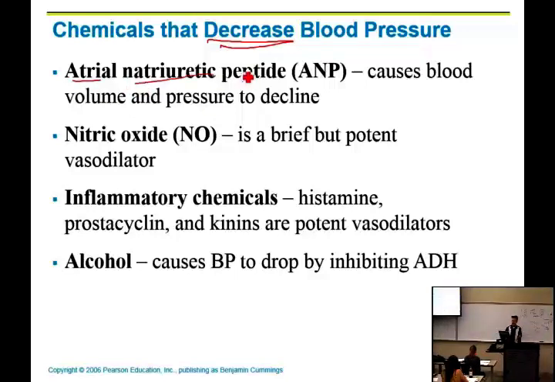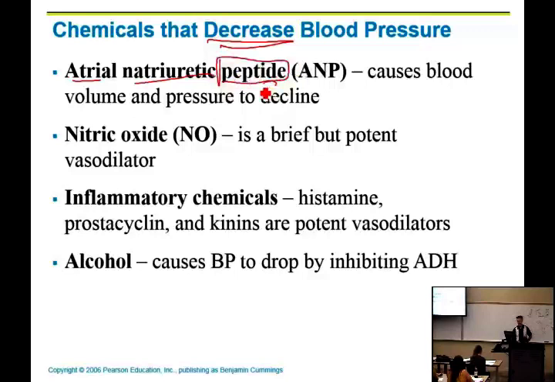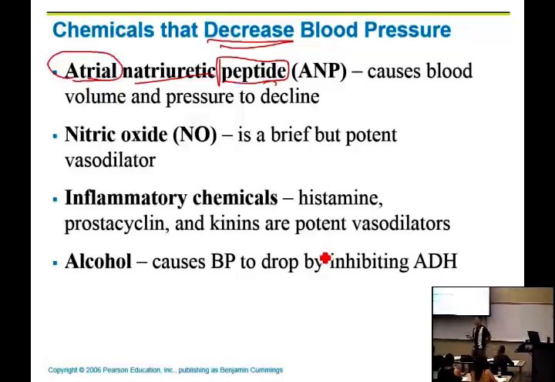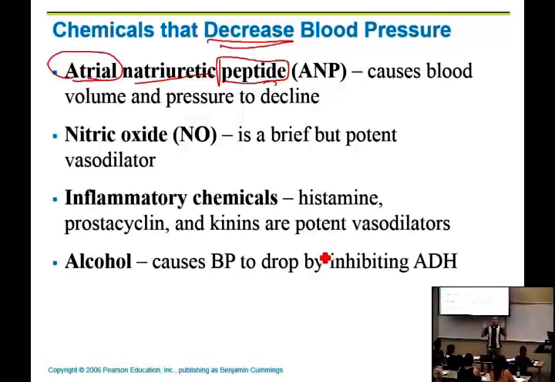Atrial natriuretic peptide hormone. So when we look at this one, this is peptide based, it's like a small protein, and that just says the chemical nature of it. Atrial, what does that remind you of? Atrium. So what happens here is if blood pressure is too high, then the atria are where all this blood is piling back into in order to go back out again.